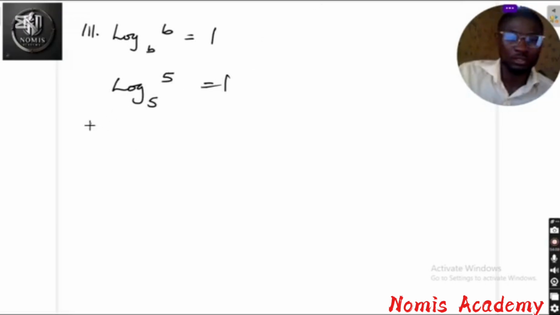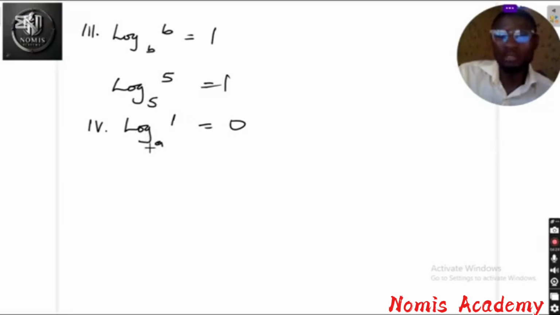So let's take Roman figure 4. Roman figure 4 says that log 1 of any base, let's say base A, is equal to 0. In as much as we're dealing with log 1 of any base, log 1 of any base is equal to 0. So let's take another one.